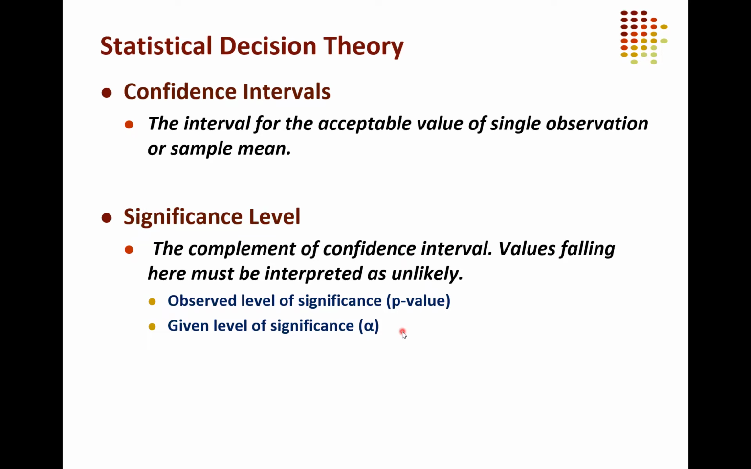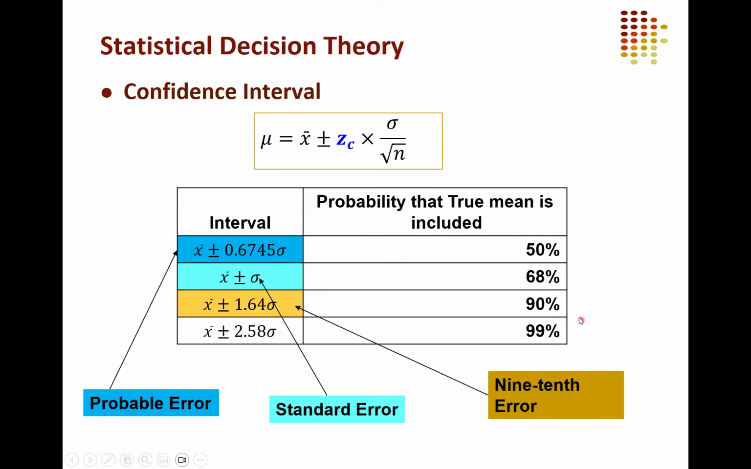Then we further define the observed level of significance as the p-value, and the given level of significance is the criterion for accepting the hypothesis for a particular confidence interval. Well, this will be revealed in the coming examples.